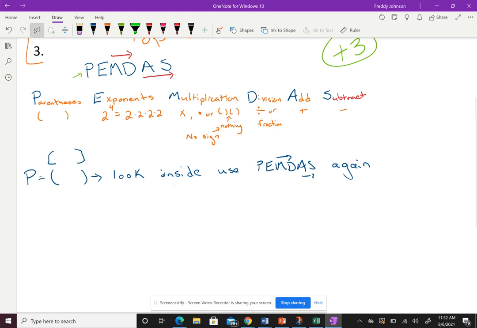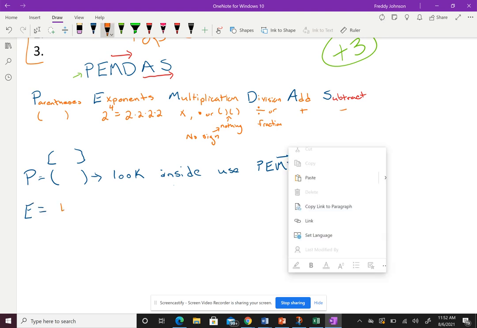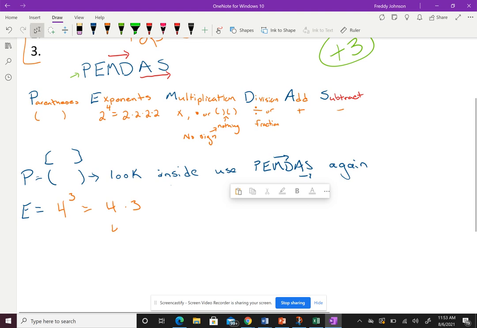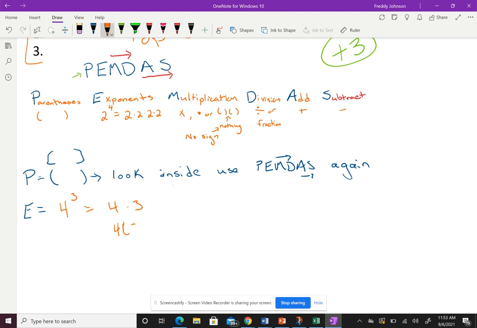The next one is going to be our exponents. That's our E, exponents. Guys, please remember with exponents, it kills me because for some weird reason, if I give you a problem like 4 cubed, a lot of people think, oh, this is simple, this is 4 times 3. Guys, in math, we're really not trying to trick you. I know everybody thinks math's always trying to trick you. We're not. If I wanted 4 times 3, I would write it as 4 times 3. This isn't 4 times 3.